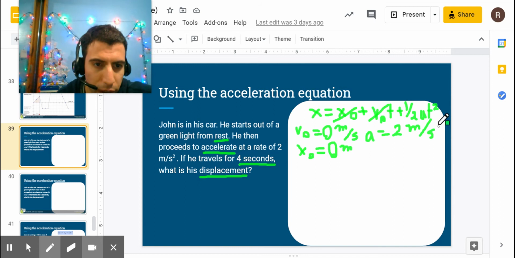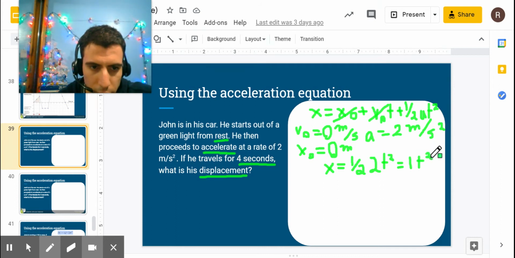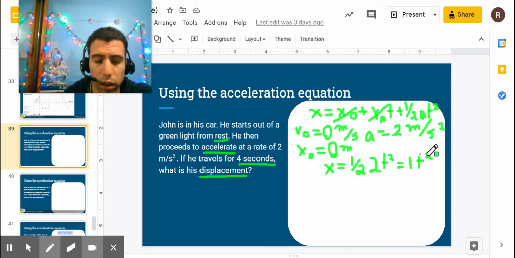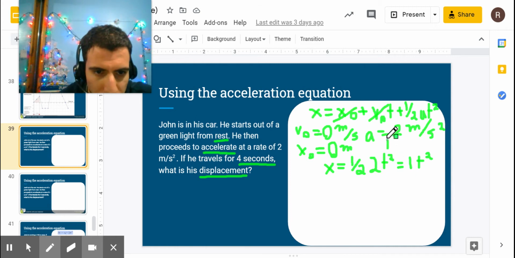Notice I set my zero point, and now I'm going to create my equation: my displacement is 1/2 of my acceleration, which is 2, times t squared, or just 1 t squared. Let's plug in some values. I just plug in 4 seconds, which is my time. That was my final value. I have a time of 4 seconds.